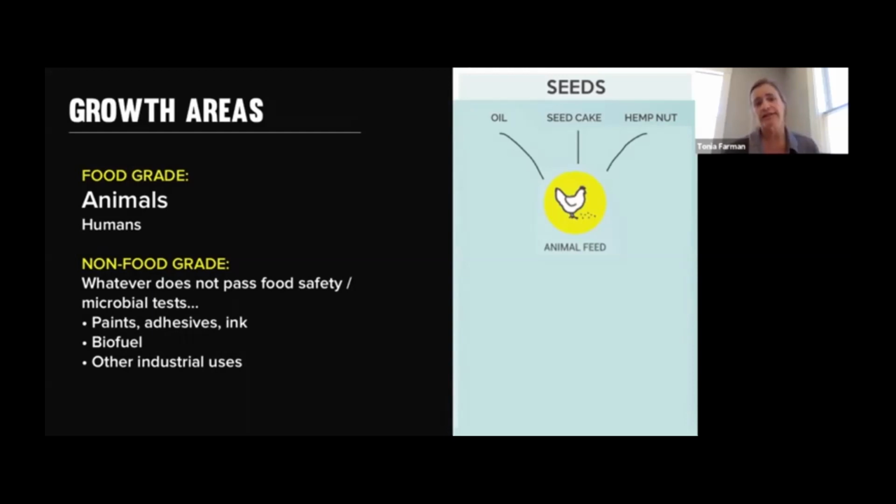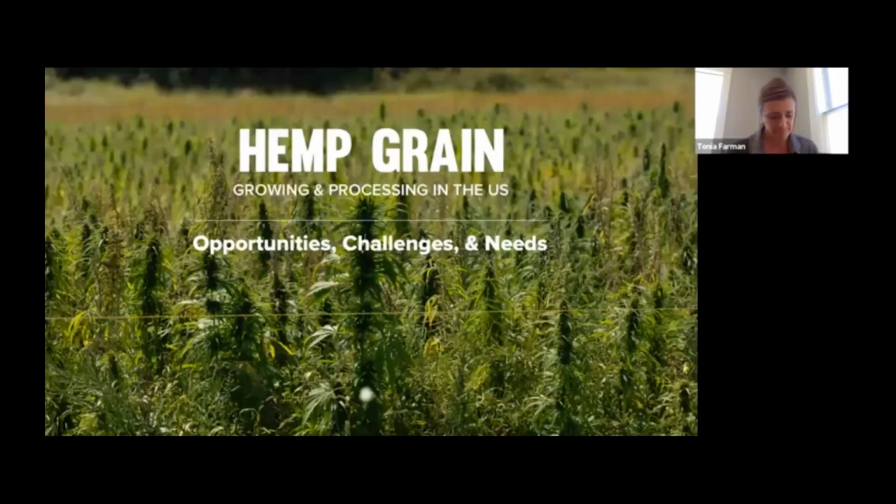And then the non-food grade, this is really what's interesting to me, because I think it is actually a huge growth area. If we're not passing food safety and microbial tests at the grain level, at the farm level, and we can't bring that grain into a processing facility, where does it go? What do we do with it? Or even if it's processed, where can it go if it's not food grade? There's quite a bit of opportunity there as well. So that's a little bit of where our opportunities are, those growth areas and the advantages of hemp grain.